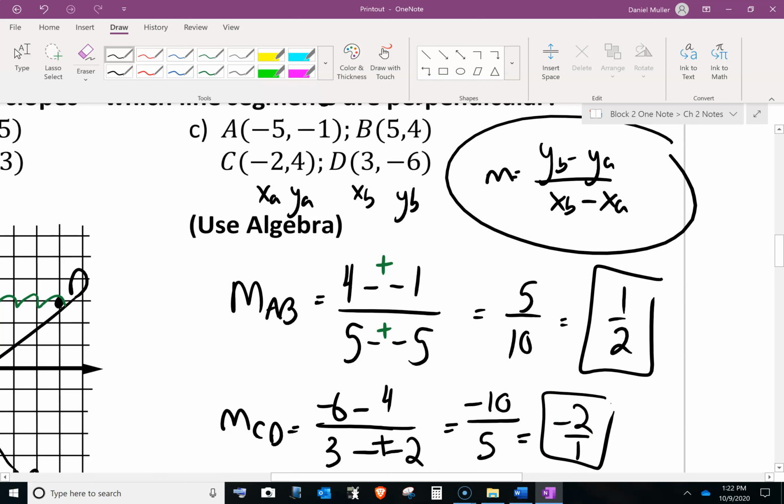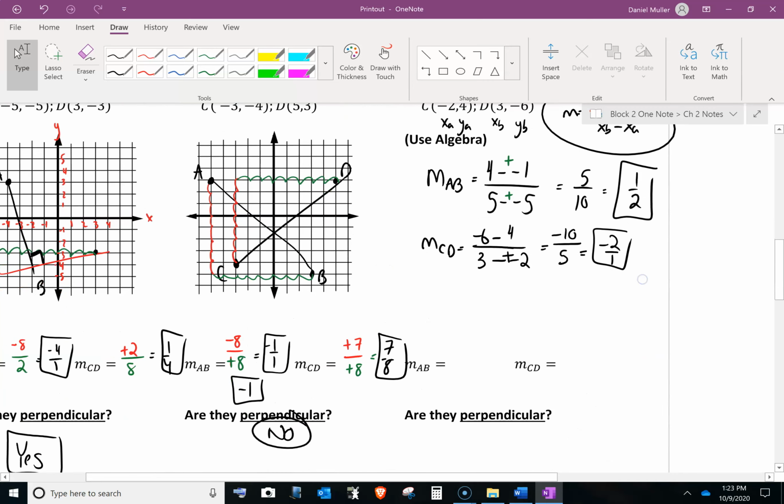So is this perpendicular? Are these steepnesses, are these slopes perpendicular to each other? And the answer is yes. They are flipped fractions from each other, and one is positive and one is negative. So you could write that right here. You could write, okay, this one's a half. This is negative 2 over 1. And so yes, it is perpendicular.